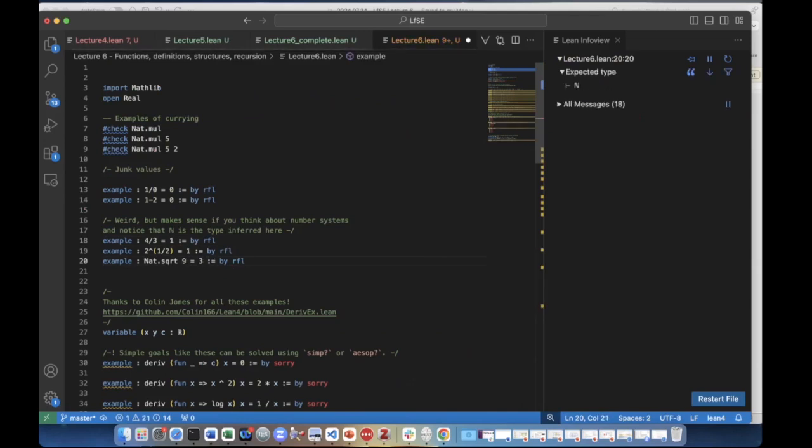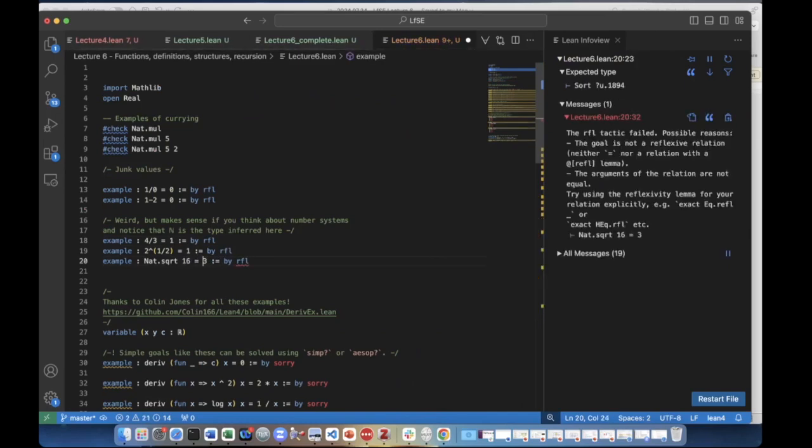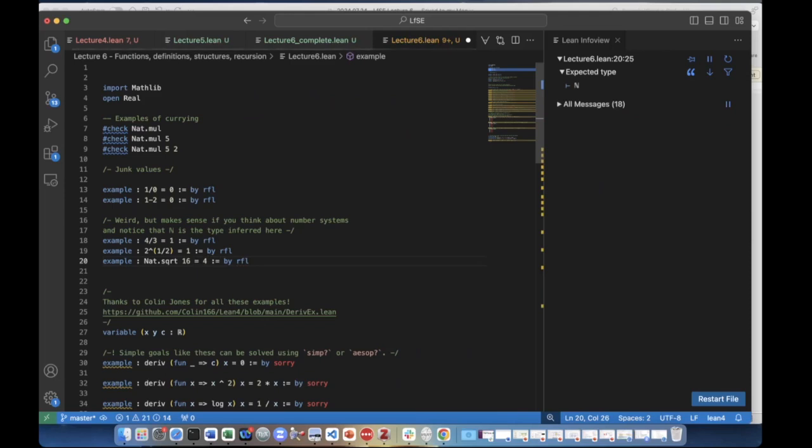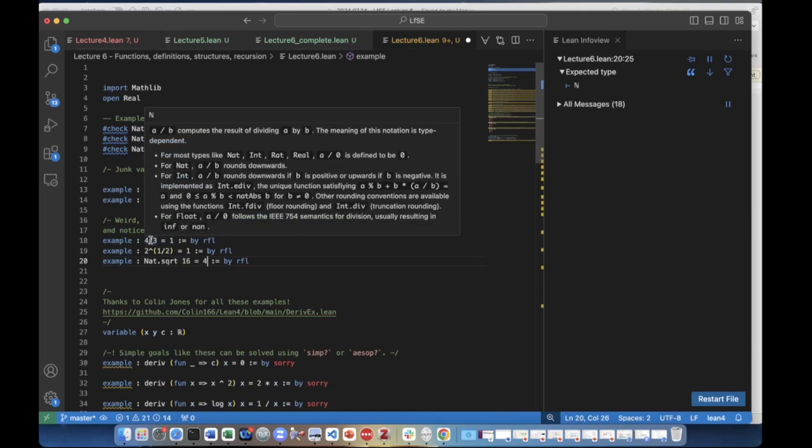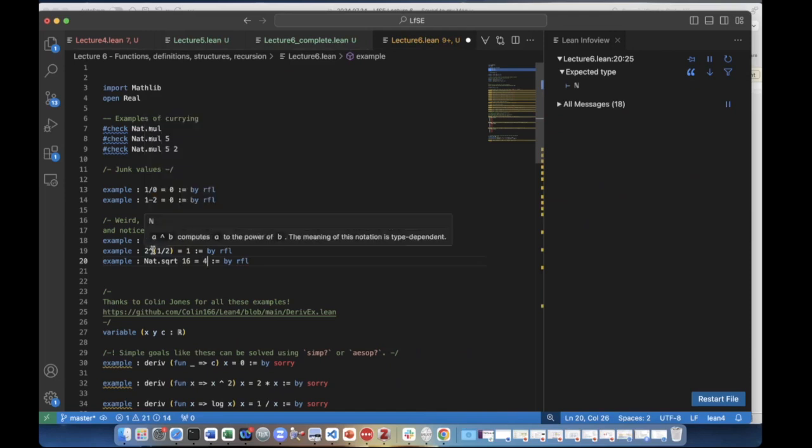But Nat.sqrt 9 is equal to 3, 10 is equal to 3, 11 is equal to 3, 12 is equal to 3. We can go all the way up to 16 before it's equal to 4. It's sort of doing this rounding down situation. And that's because doing a square root, or a power, or a division on a number and leaving a remainder when you're working with the natural numbers, mapping to a natural number type, is going to lead to this sort of thing.